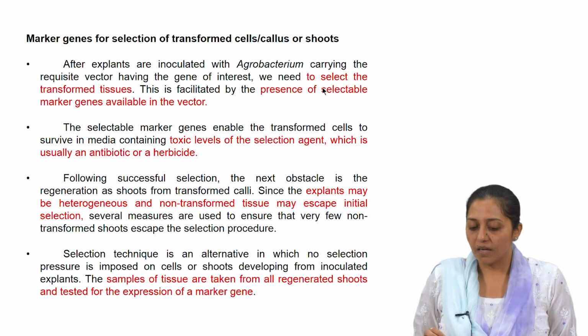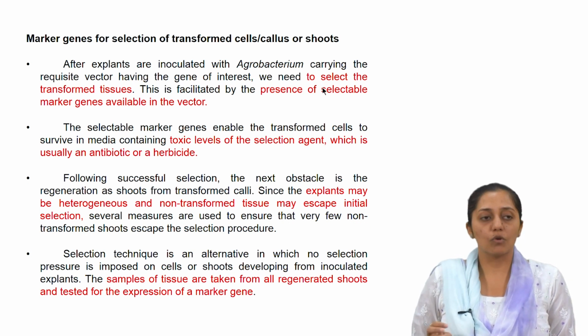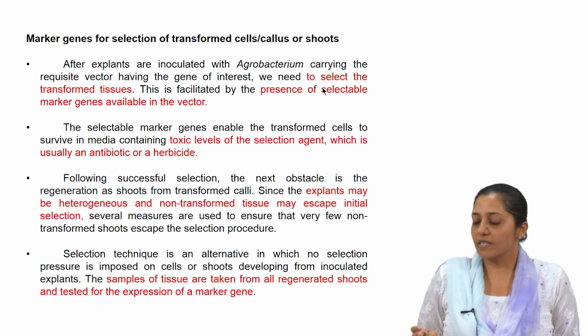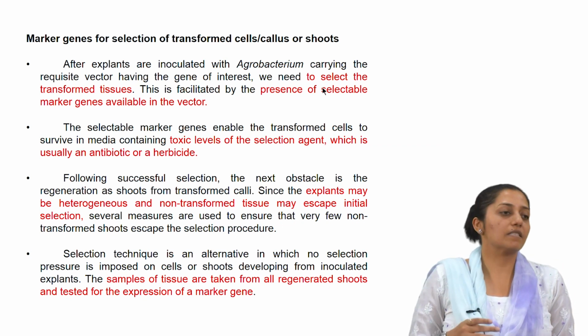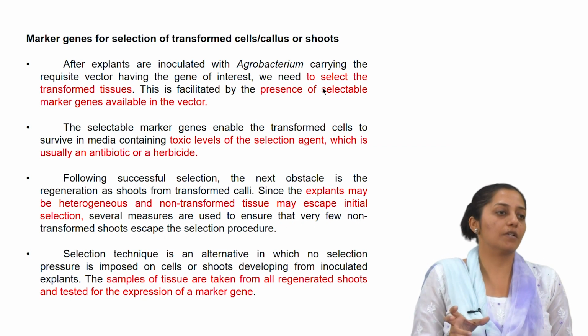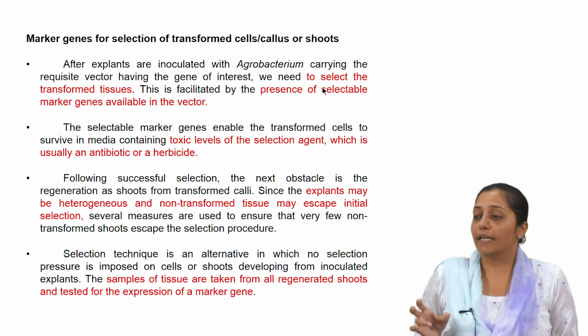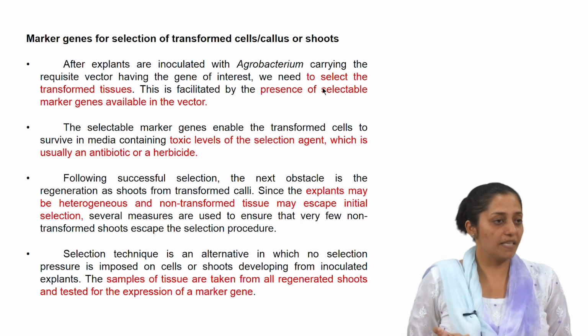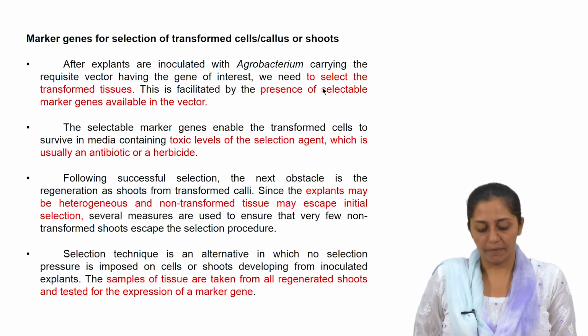So, the selection marker systems, the toxic level. What has to be optimized? The toxic level of the selection agent is very species specific. The time of exposure is species specific. The antibiotic concentration is species specific. So, that has to be optimized.